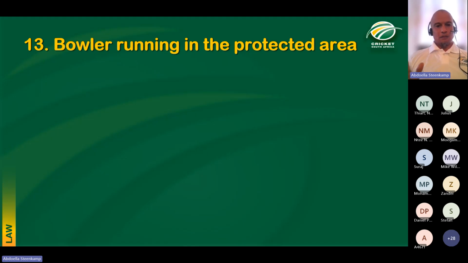Okay, so let's have a closer look at firstly the bowler. When is the bowler allowed to go into the protected area? And if the bowler does go in there without reasonable cause, what is the punishment? Then we'll look at batters going into the protected area. And then lastly, we'll have a look at when the striker goes into the protected area.